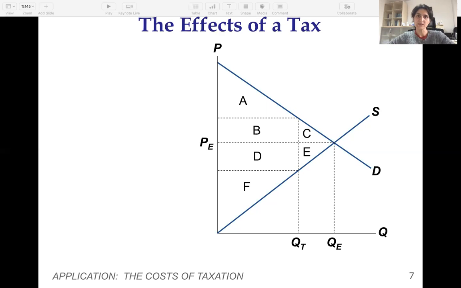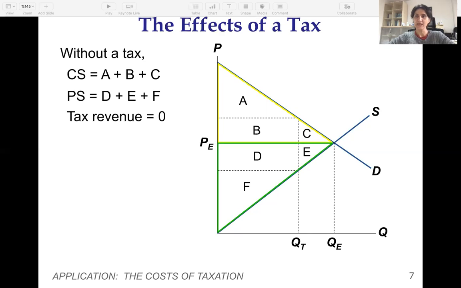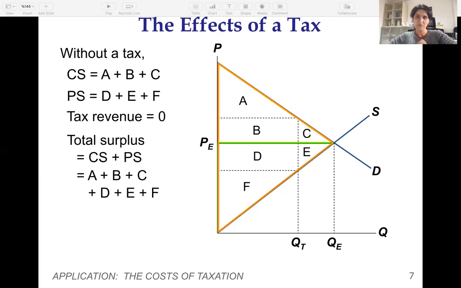Okay, so this is the effect of a tax. Without a tax, consumer surplus will be what? The area between the demand curve and the equilibrium price, which is A plus B plus C. Producer surplus will be D plus E plus F. Tax revenue is zero because there is no tax yet. So total surplus is A plus B plus C plus D plus E plus F, this whole triangle.